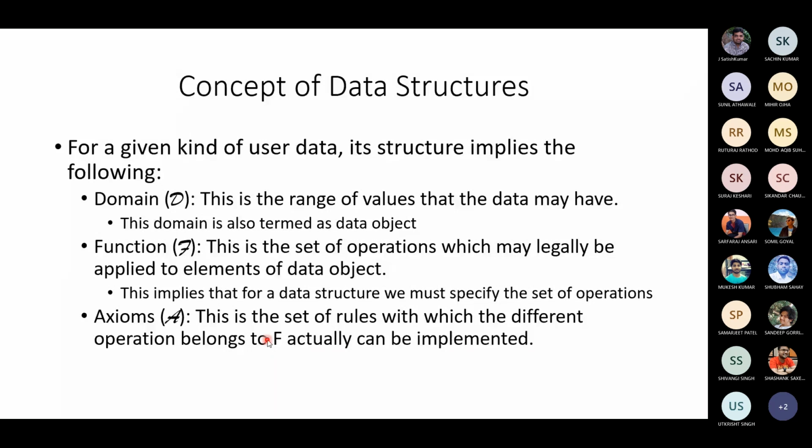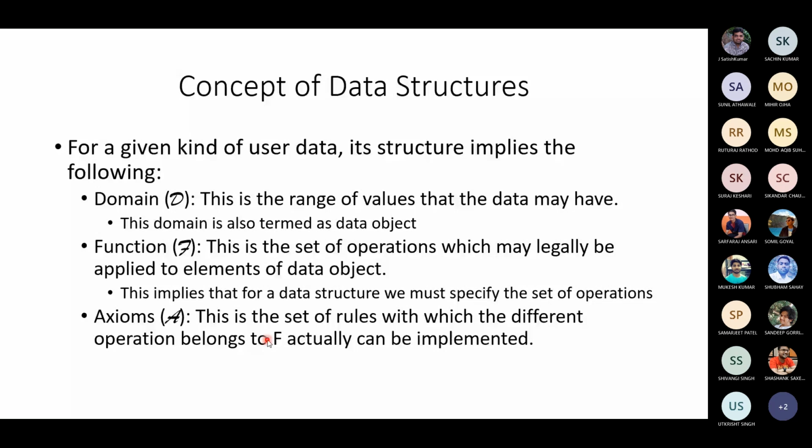When we are defining the structure, we need to set the range from this range to this range. Then the function: what are the set of operations that we can legally apply on the elements of the data object or on the domain? So having this range, what are the operations that we are going to apply on it? We can define that. Then the third is axioms, which are the set of rules with which the different operations belonging to a function can be implemented.